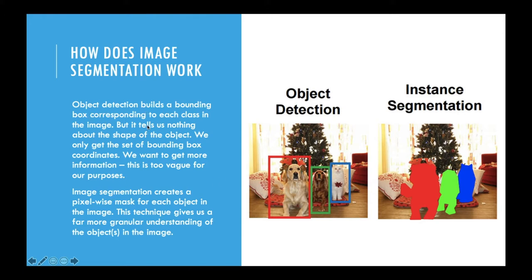Object detection builds a bounding box corresponding to each class in the image, but it tells us nothing about the shape of the object. So if we use object detection, we only get a set of bounding boxes. If we want more information, this is too vague for our purposes. Object detection will not tell us about the shape of the object, right? But when we use instance segmentation, the computer will tell us about the shape of the object. Image segmentation creates a pixel-wise mask for each object in the image. This technique gives us a far more granular understanding of the objects in the image, right?